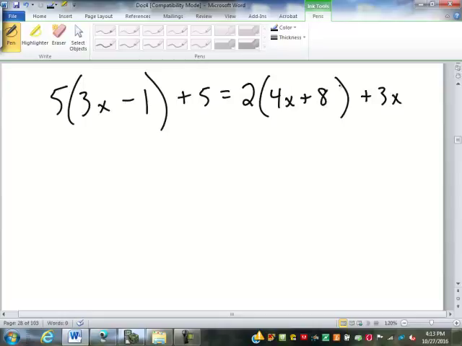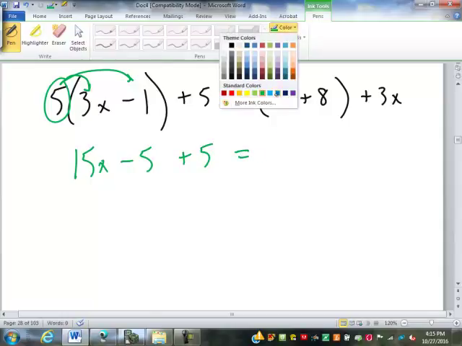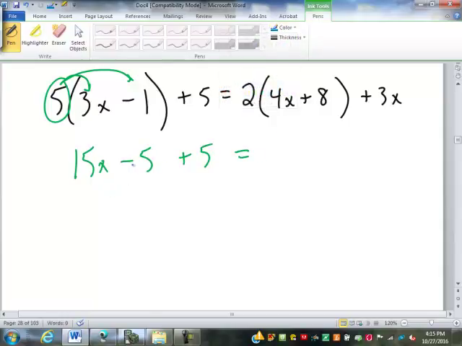Give that one a shot in your notes. Where are we going to start? On the left side, multiplying the parentheses by 5. So 5 times 3x is 15x. 5 times negative 1, negative 5. We got plus 5 here. Anything else we can combine there? So negative 5 and positive 5 cancel out. We just have 15x here.